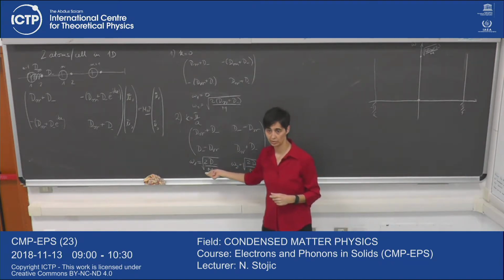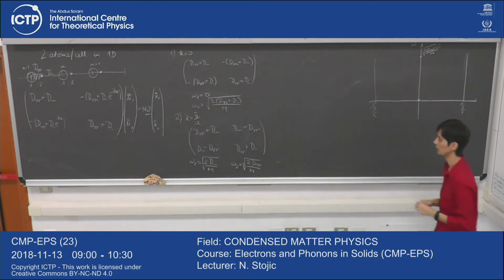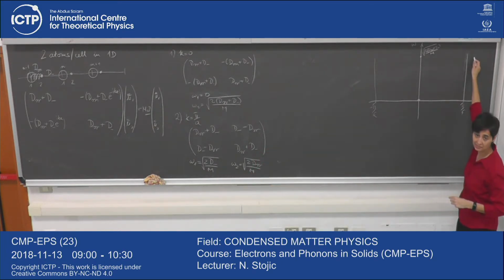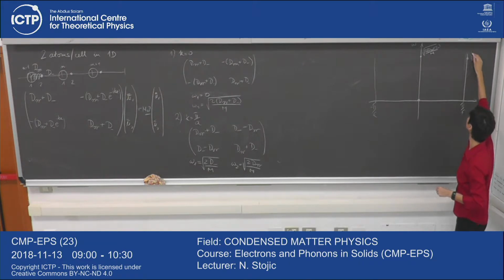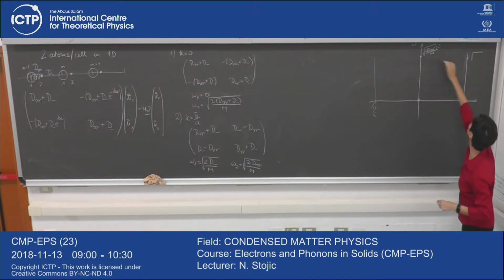Also at the zone edge, I have two values. Which one do I plot higher? Omega 2. It should be a bit lower than this one.